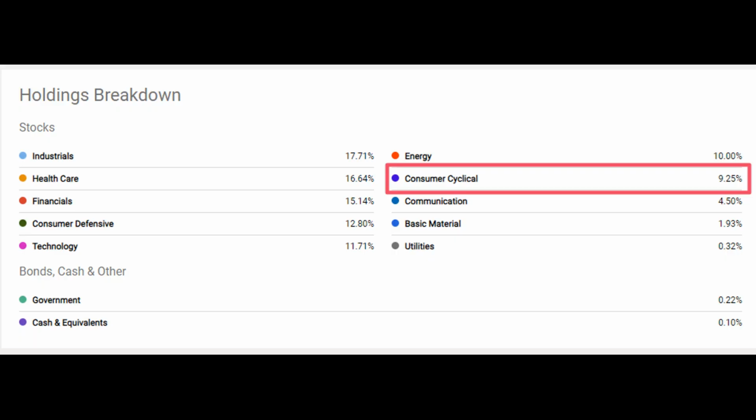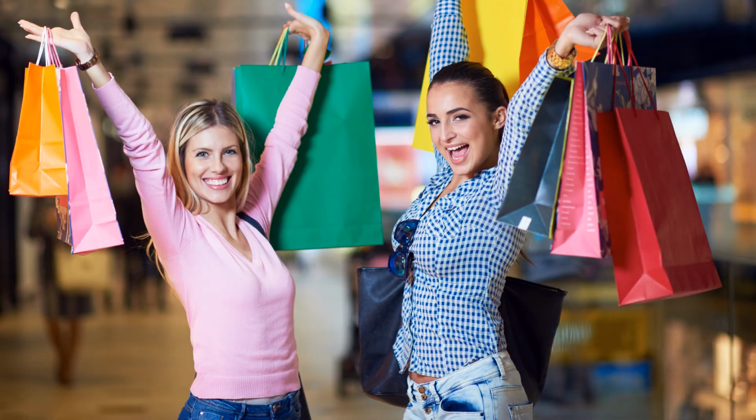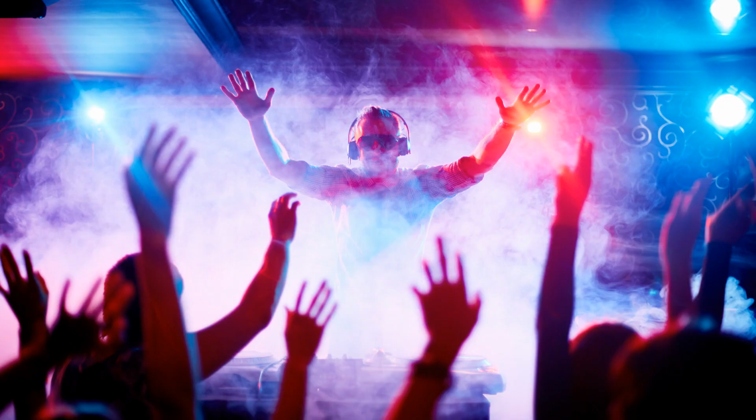The next sector is consumer cyclical, also known as consumer discretionary. The name pretty much explains it. The consumer cyclical sector includes companies that provide products and services considered non-essential or wants rather than needs. Think luxury items, travel, entertainment, etc. Consumer cyclical companies are, surprise, highly cyclical, meaning their performance is closely tied to economic conditions.